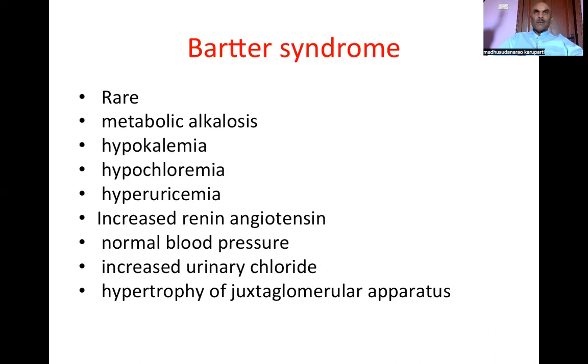Coming to Bartter syndrome. Bartter syndrome is a rare syndrome associated with metabolic alkalosis, hypokalemia, hypochloremia, and hyperuricemia. There is an increased angiotensin mechanism with normal blood pressure. It is associated with elevated urinary chloride levels, and you will find hypertrophy of the juxtaglomerular apparatus.